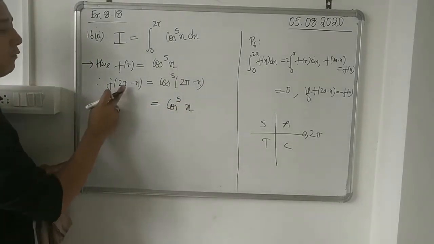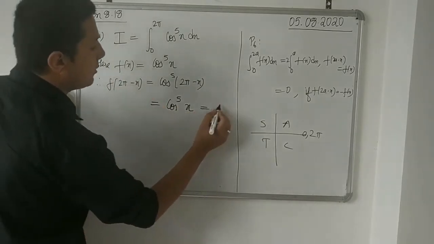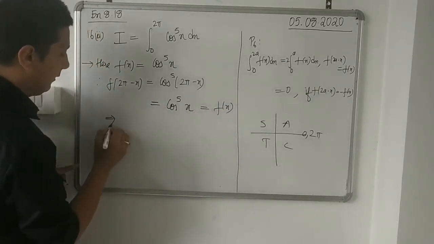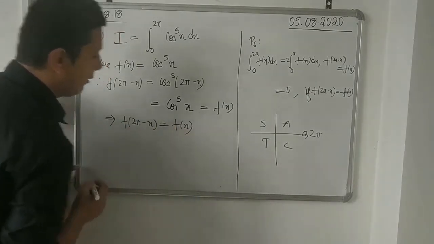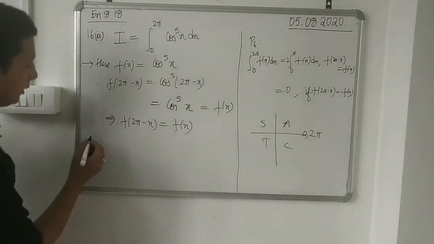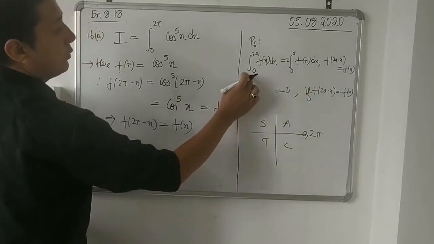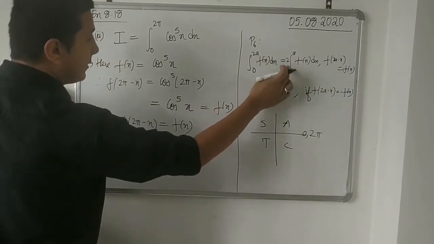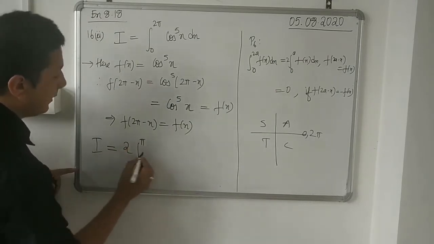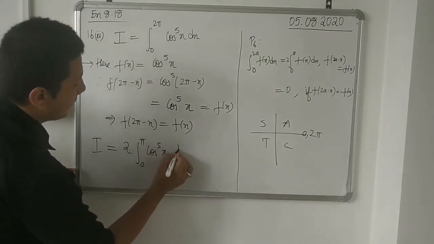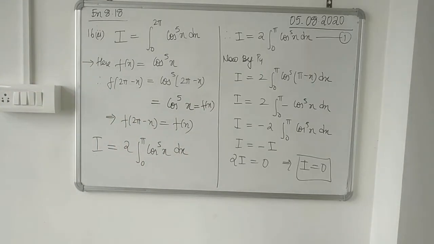So f of 2 pi minus x, and getting back, if you see, this is the value for fx, which is equals to fx. So hence what we are getting, f of 2 pi minus x is equals to fx. So therefore, this integral will be the first one, isn't it? So 0 to 2a will be now twice 0 to a. So this will be twice 0 to pi cos to the power 5x dx. I hope you are clear with this. Please pause the video till here and note it down.